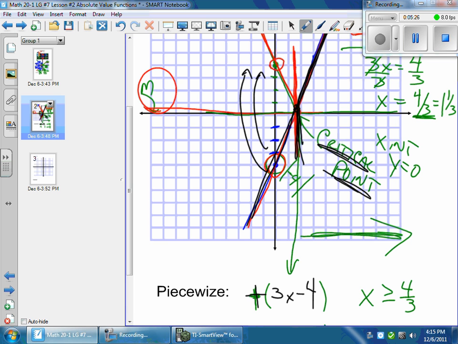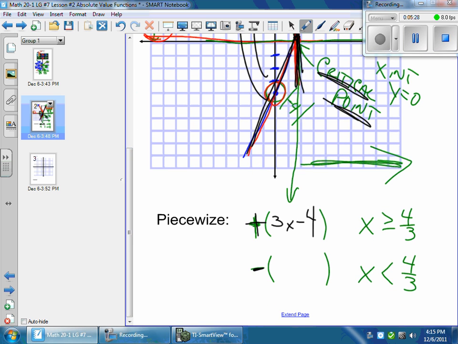So when you flip it, you make it a negative. Ta-da! There's your negative. The negative of this graph right here, and that's your piecewise function. Very simple, very, very straightforward. Okay, let's look at one more question and let's see if we can figure this guy out.